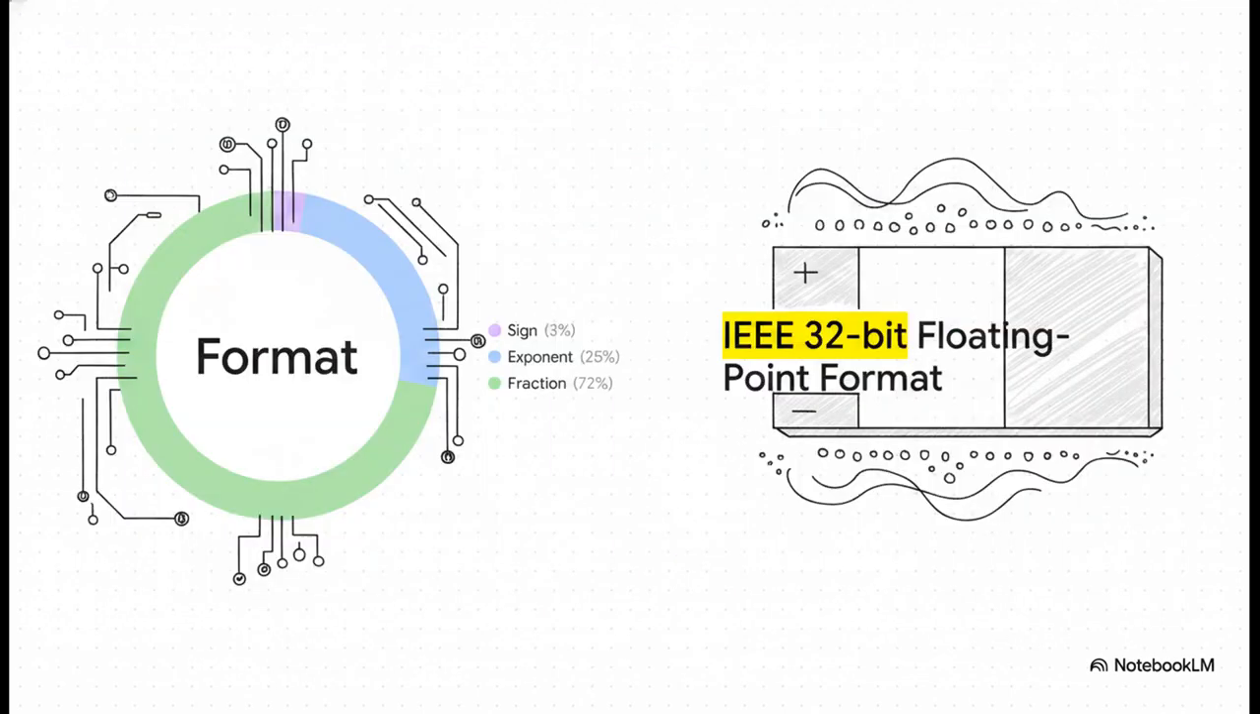To store these massive or microscopic fractions, the computer relies on an IEEE standard that works a lot like scientific notation. It handles this by slicing a standard 32-bit value into 3 distinct parts. You get one single bit just for the positive or negative sign, 8 bits for the exponent, and then 23 bits for the actual fraction, which is also known as the mantissa.